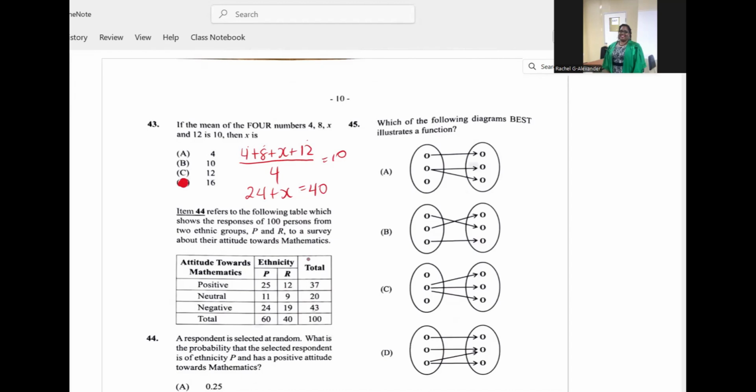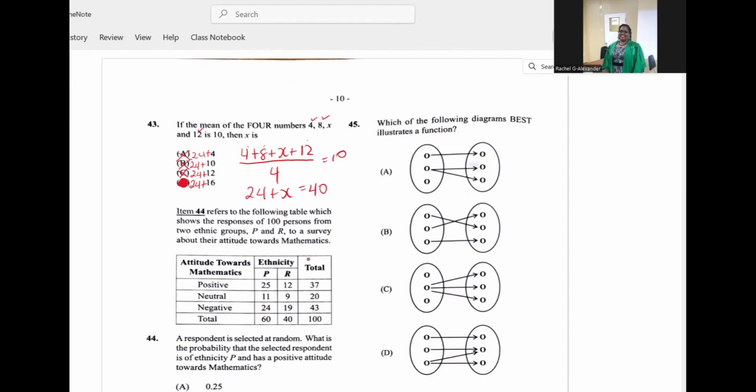So for instance, you know that this plus this plus this is 24. So 24 plus 4 is 28. 28 divided by 4 is not 10. So this would have been out. 24 plus this is 34. Divided by 4 is not 10. So that is out. 24 again plus 12 is 36. Divided by 4 is not 10. And then 16, 24 plus 16 is 40 divided by 4 is 10. So you could have done it that way as well.